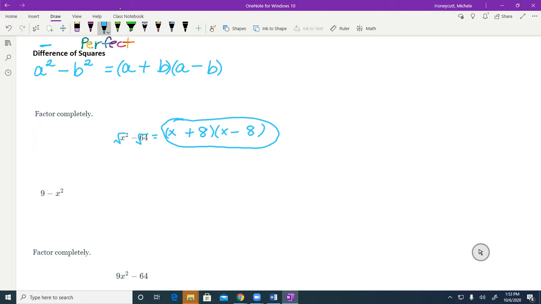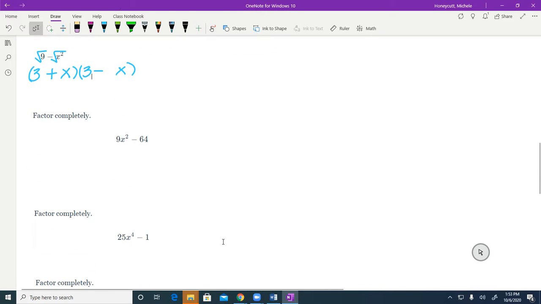Then sometimes you'll have the constant in front followed by the variable, but it still factors the same way. So you take the square root of each part. The square root of 9 is 3, so I'll have a 3 in each. The square root of x squared is x, so x and x, with a plus in one and minus in the other.